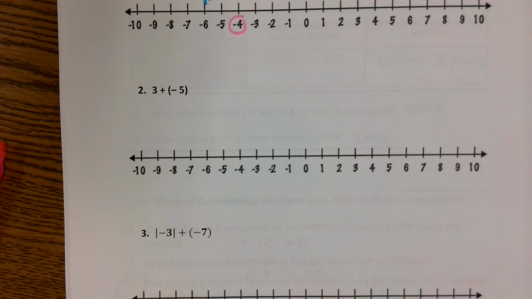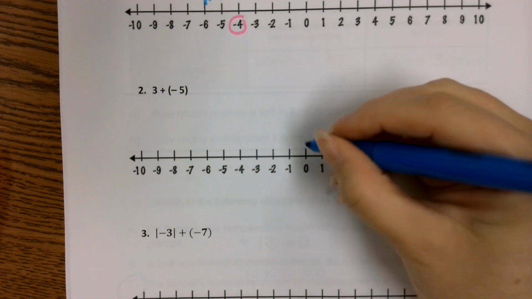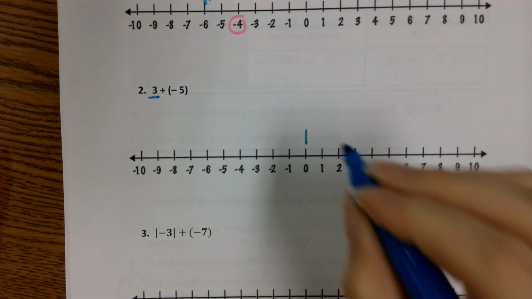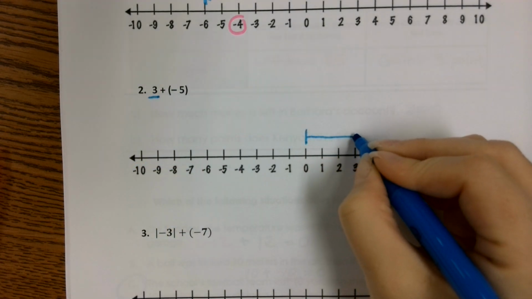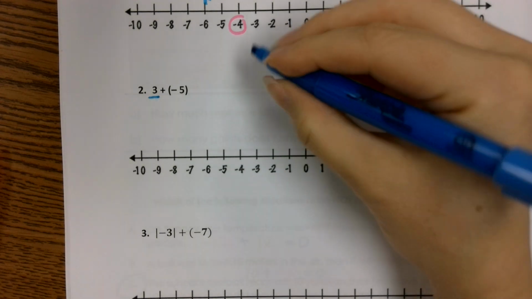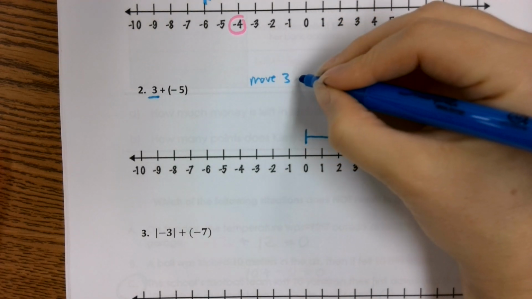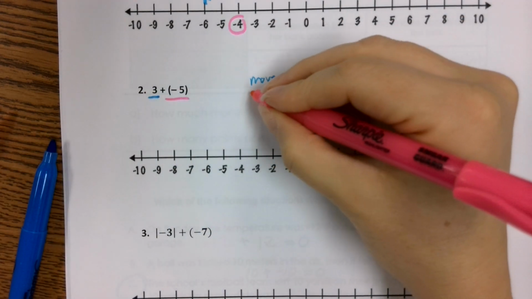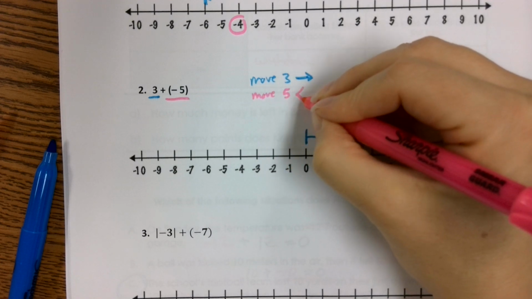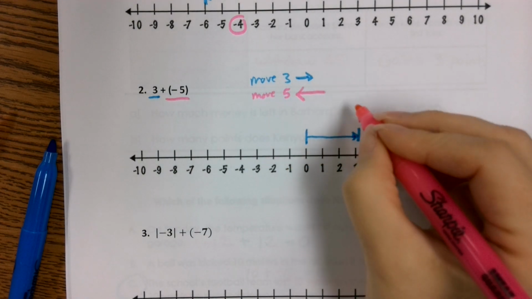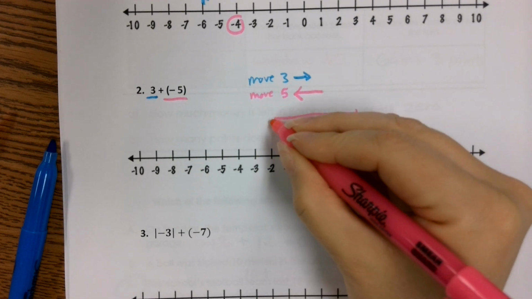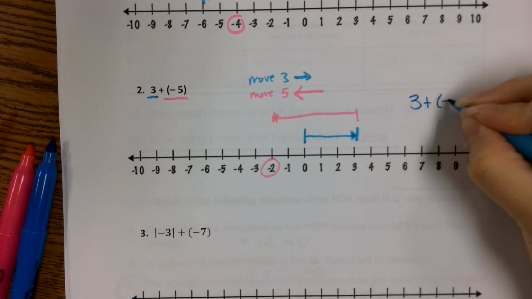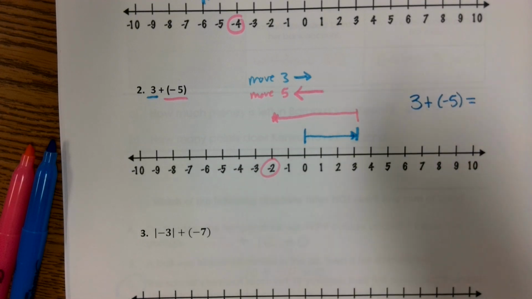Okay, for problem number 2, again, you start at 0. We're going to use the first value of a +3 to tell us to move 3 spots to the right, followed by moving 5 to the left. Starting at the 3, we're going to move 5 spots to the left, and you should have landed on -2. So you're indicating that 3 plus that -5 is going to be equal to -2.